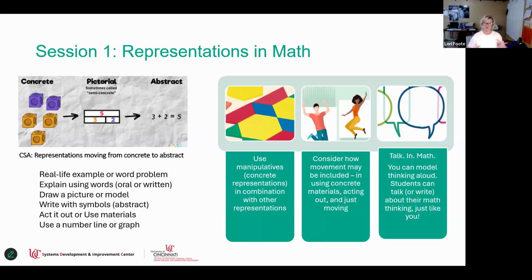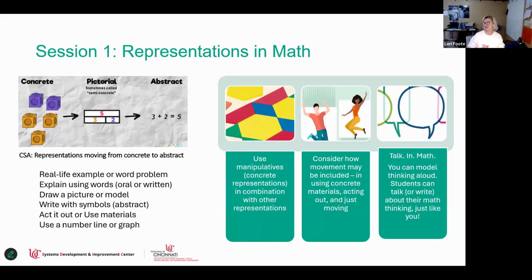And then, of course, abstract is where we start to get into the math symbolism that we associate with math. But beyond CSA, we can also think about things like word problems that we can use to draw kids into a situation that might be interesting to them so that they're more willing to engage with it. Or using words, either oral or written, to help explain something. Sometimes we even use gestures. Drawing pictures and models is part of the CSA, as is acting it out or using physical modalities. And then things like number lines, which are somewhat graphic, but can also be physical in nature.